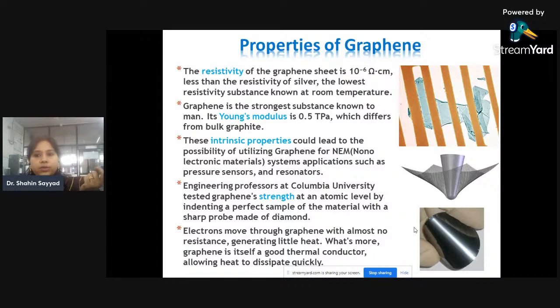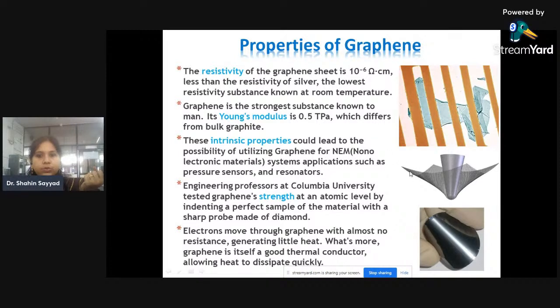What are the properties of graphene? Graphene has vast application because of its properties. It has a high conductivity, with resistivity of the order of 10⁻⁶ ohm centimeter. Young's modulus is of the order of 0.5 terapascal. It is the strongest surface, graphene. These intrinsic properties lead to the possibility of graphene as a nanoelectronic material.